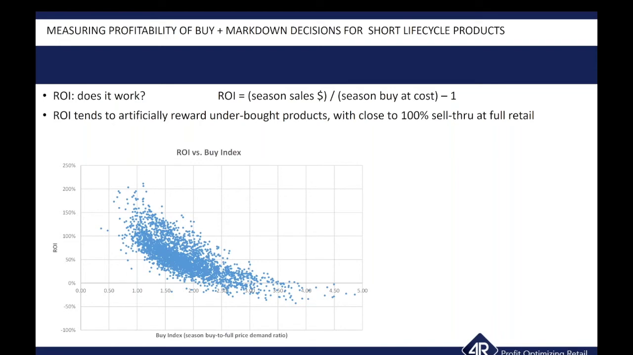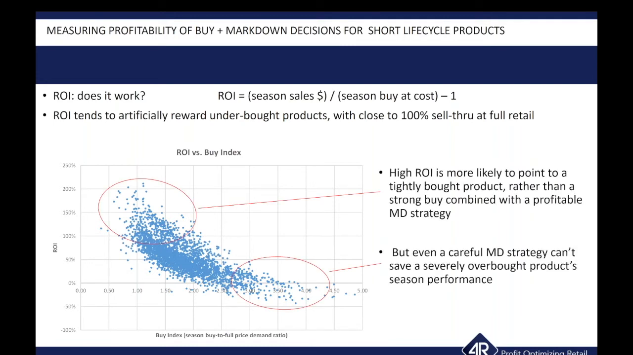As we can see here, toward the far right of this chart, these are severely overbought products where even the most aggressive markdowns didn't manage to squeeze even positive profit out of it. Whereas far to the left of this chart, we have products with a very high return on investment, but that's because they turned out to be bought too tightly. That's why return on investment is not a good measure of performance. It just tells us how tight or how overbought the product was.